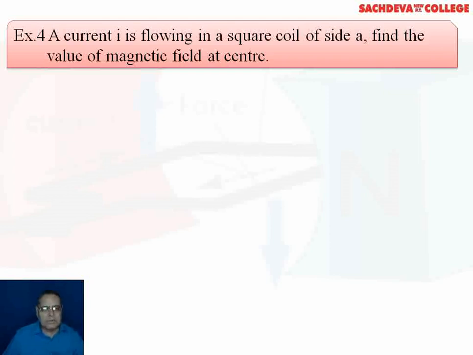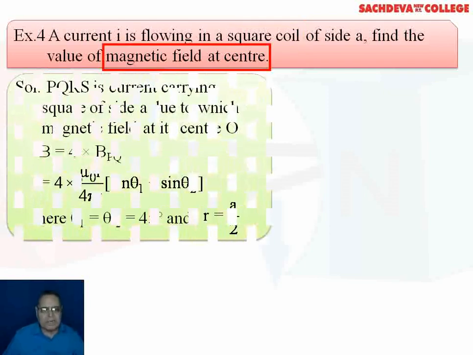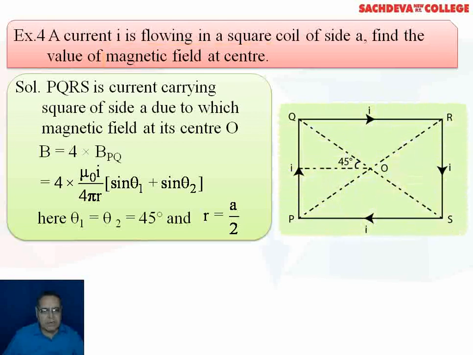Now, in the next example, a current I is flowing in a square coil of side a. Find the value of magnetic field at the center. Now, see the diagram. PQRS is a current carrying square of side a. So, a is the length of the side, due to which magnetic field at its center O is given by B equal to 4 multiplied by the magnetic field due to PQ, so 4 into B_PQ. The symbol B_PQ means magnetic field due to PQ.